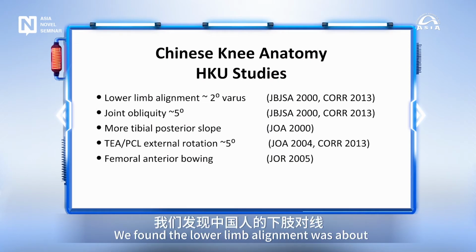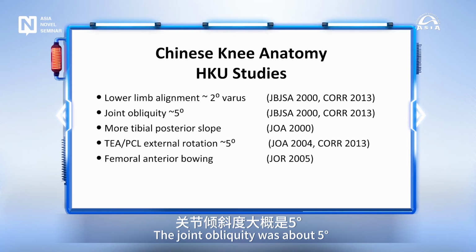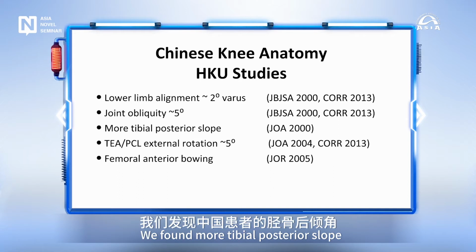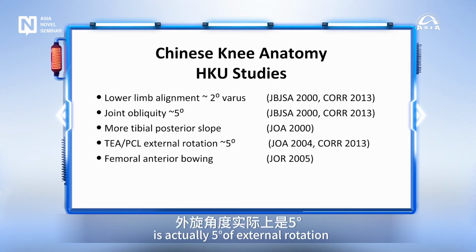We found the lower limb alignment was on average about 2 degrees of varus in Chinese. The joint line obliquity was about 5 degrees instead of 3 degrees compared to the Caucasian. We found more tibial posterior slope in Chinese patients. And the relationship between the transepicondylar axis and the posterior condylar line is actually 5 degrees of external rotation instead of 3 degrees in Caucasian patients.